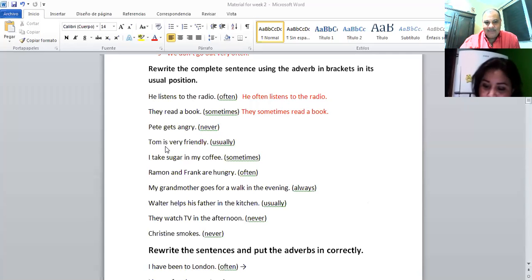Okay, the next one, Tom. Tom usually is very friendly. No, when there's an auxiliary verb, like is, Tom is, and then the adverb of frequency. Again. Cuando hay un auxiliar como is, are, am, el adverbio va después. Tom is? Ajá, Tom is. Very friendly. Ajá, otra vez. Tom is usually very friendly. Okay, very good.